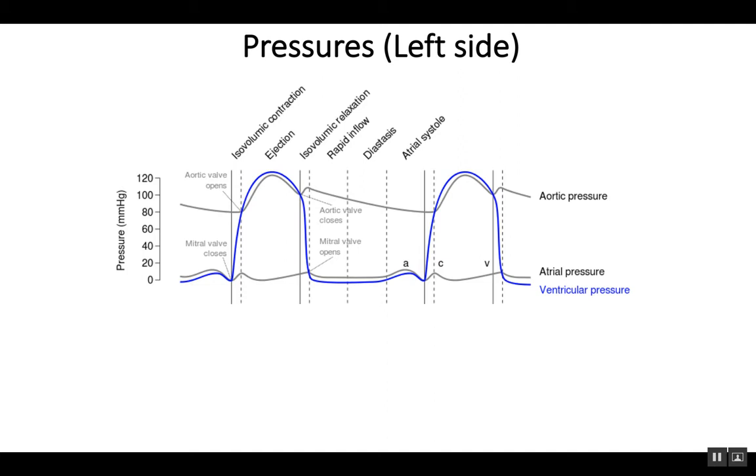Valves open and close based on pressure differences on each side of the valve. So for instance, when we're looking at a mitral valve, which is the AV valve, the atrioventricular valve of the left side of the heart, we're looking at the pressure on one side, say the atria side, versus the ventricular side. And when pressure is greater on the atrial side, that valve is open. It's going to open up into the ventricle. When the pressure in the ventricle goes above the atrial pressure, that's going to close the valve.